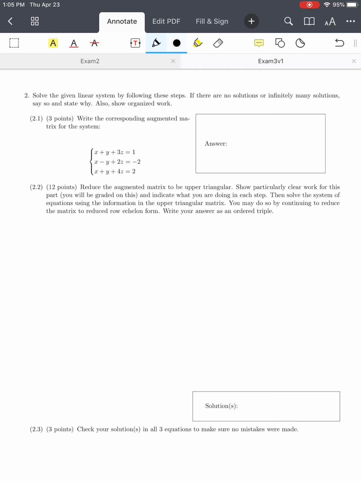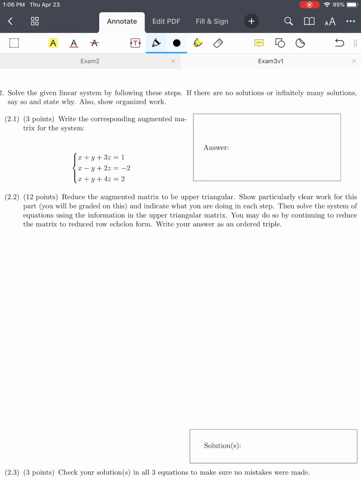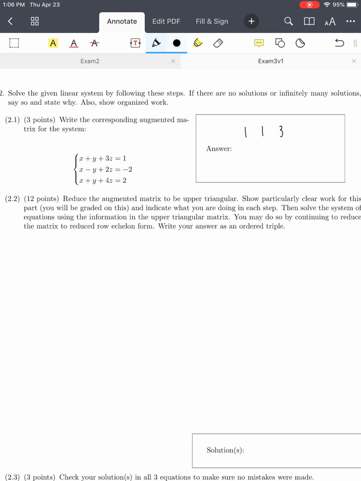Remember, the augmented matrix is just pulling out the coefficients of everything. So first off, x plus y plus 3z, that's 1, 1, 3, 1. And then 1, negative 1, 2, negative 2, 1, 1, 4, 2. I'll put that line just to separate left side from right side. So that would be our augmented matrix.